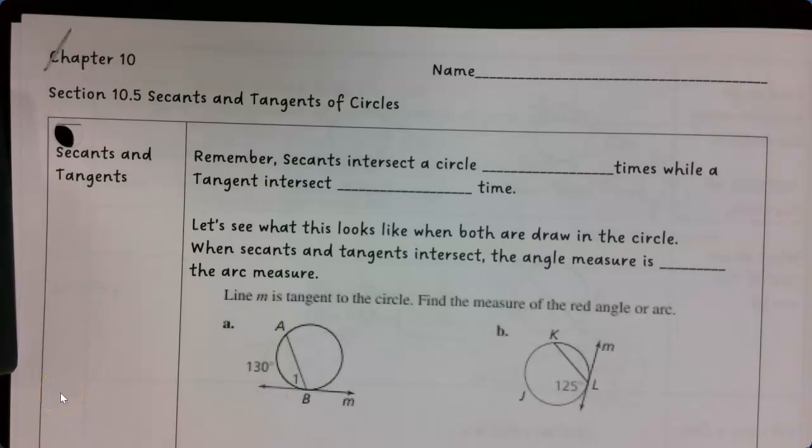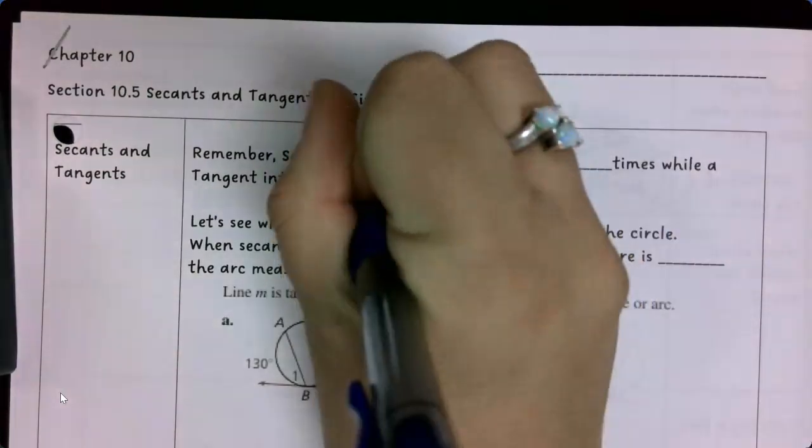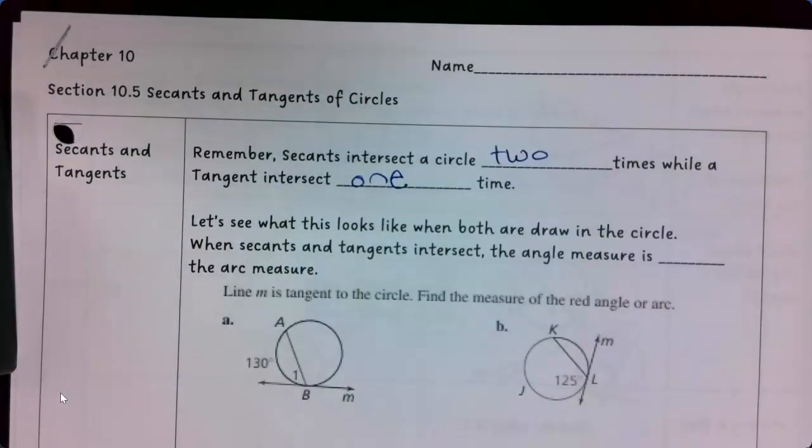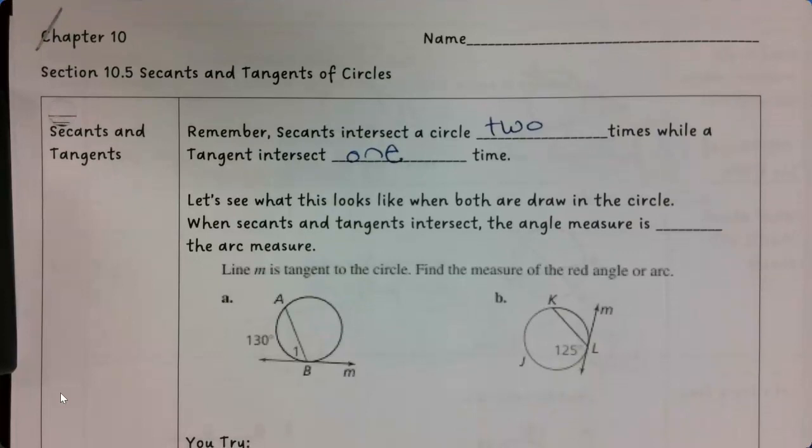Today we are talking about secants and tangents of circles. Secants intersect the circle at 2 times, while its tangent intersects 1 time. So we want to see how this looks when both are drawn in the circle. When secants and tangents intersect, the angle measure is half of our arc measure.